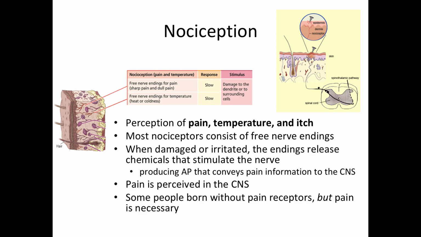So pain is not perceived until it hits the cortex in the brain, and pain is necessary. So sometimes people are born without pain receptors, but those people are often subject to body deformities through failure to adjust posture or due to acute injuries through failure to avoid harmful situations. So here you can see these little nociceptors, as they're like little free nerve endings right here in the skin. Their response is very slow, and they respond to either damage or irritation of surrounded cells.